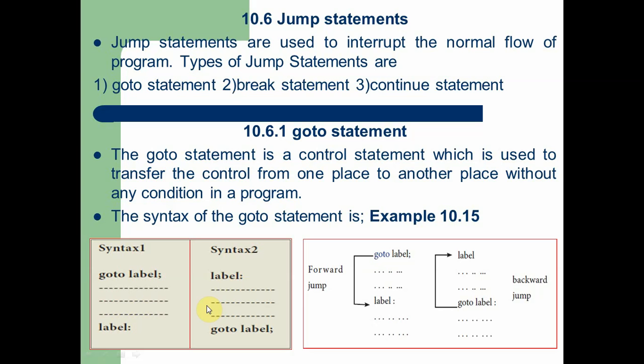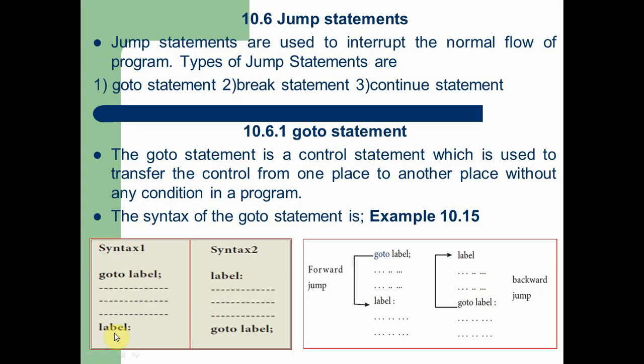First, we will discuss the goto statement, which is a control statement used to transfer the control flow from one place to another place. The place to which you are going to transfer should be labeled. So there are two methods of using the goto statement. Here, goto label name.